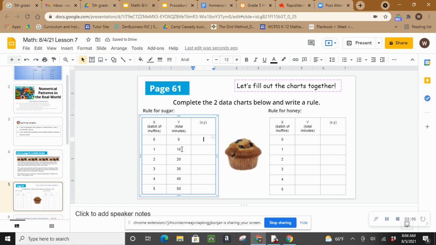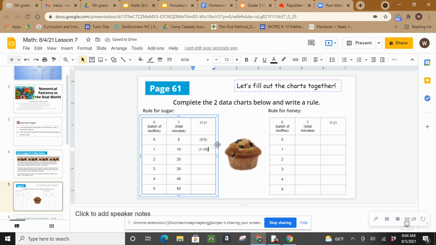Then over here, you're going to make your ordered pairs like we did yesterday. X is batch of muffins, so that's 0, comma 0. Remember what 0, comma 0 is? It's the origin. All right. Next ordered pair is 1, comma 10.